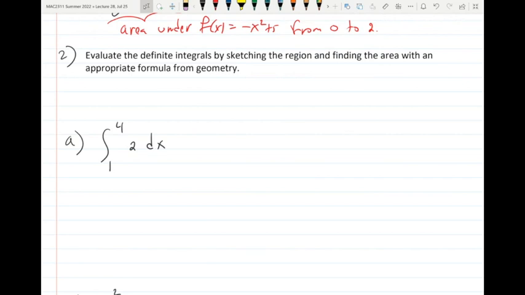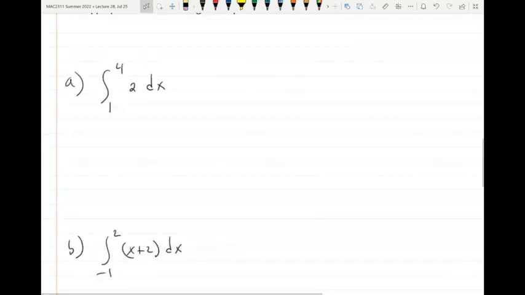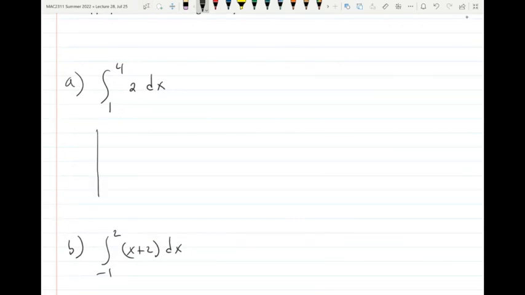So, I sketch the picture. And maybe you can recognize something easy. For example, this is the function y equals 2. How does this function look like? A horizontal line. And then I'm interested from 1 to 4, right? This is the function y equals 2. Everybody okay with this?